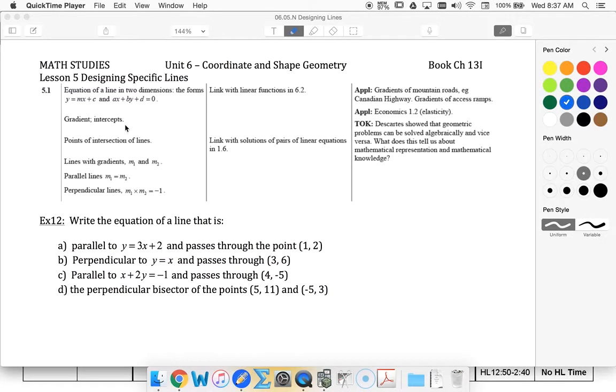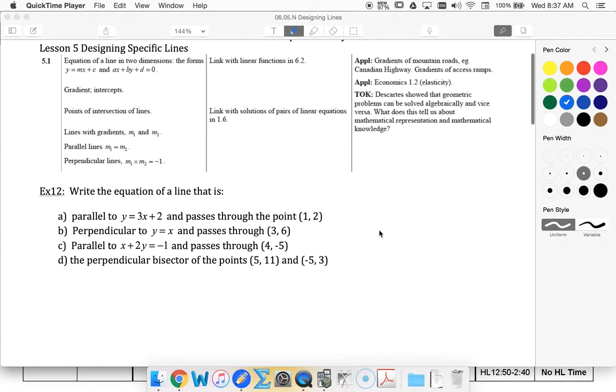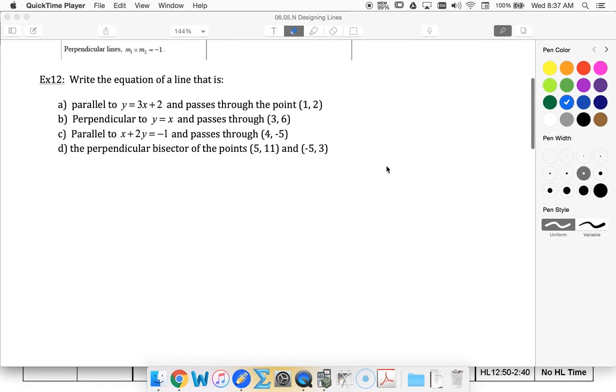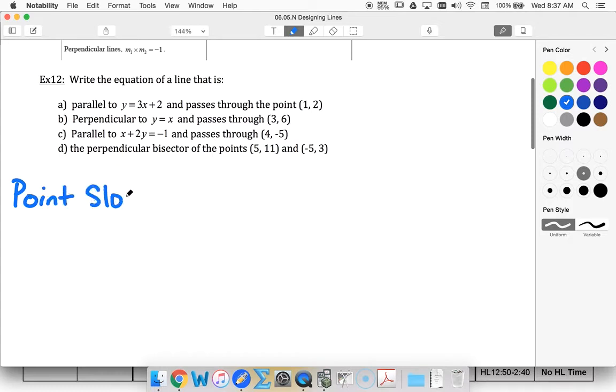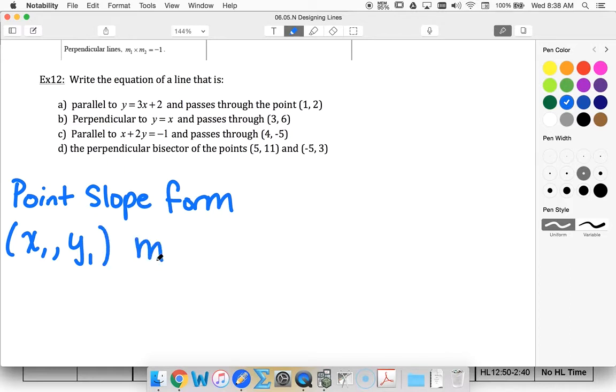As part of the syllabus already, we've seen the equation of the line in two different forms: y equals mx plus c, which we call slope-intercept form, and then standard form. But there's a third equation of a line that's really helpful in creating equations of lines, and that's called the point-slope form. So, point-slope form of a line has a point, which we're going to call x1, y1, and the slope, which is m.